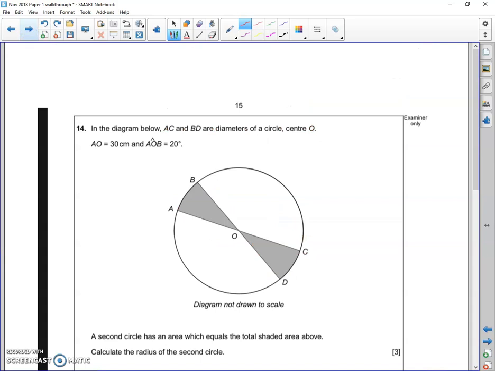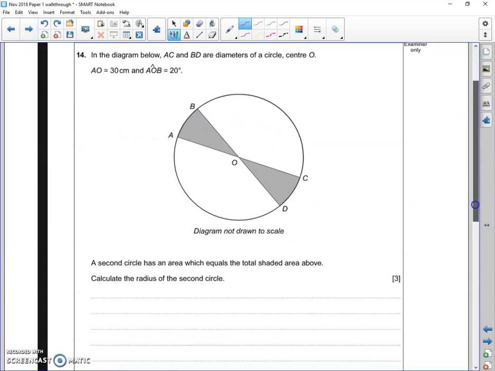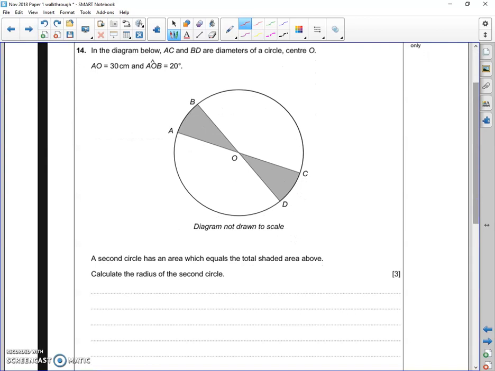Question 14. Hopefully you'd spot that that's arcs and sectors. Normally, you'd see circle-related things on paper 2 because you'd need a calculator to work with pi. But if it's on paper 1, probably just leave your answer in terms of pi. Okay, so let's have a look. We've got two sectors. They've both got a radius of 30, and they're both 20 degrees.